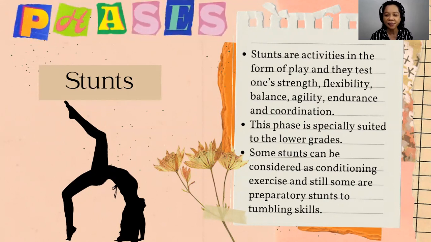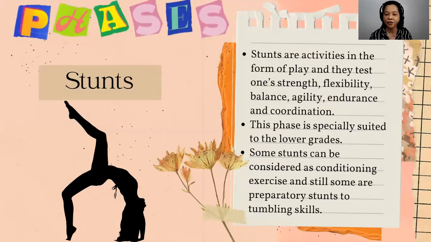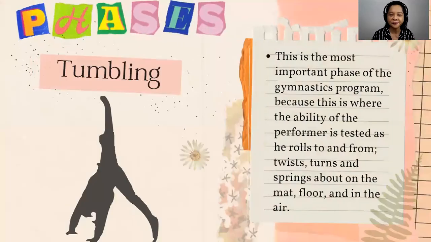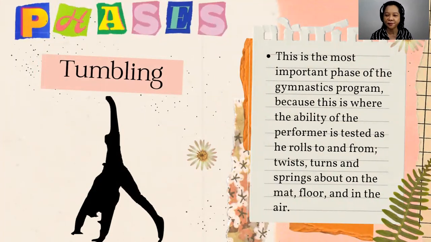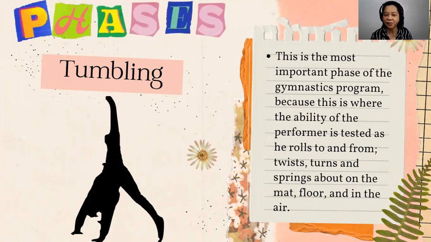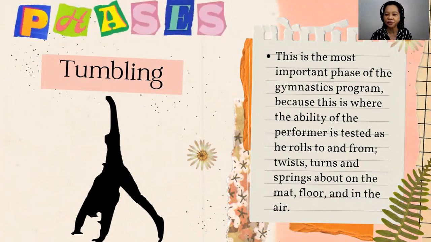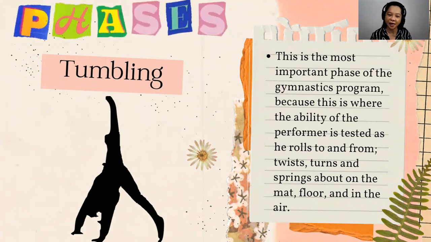So whatever stunts can be done here are also included in the routine, the floor exercise that we call. Okay, next is the tumbling. Tumbling is the most important phase of the gymnastic program because this is where the ability of the performer is tested as he rolls to and from, twists, turns, springs about on the mat, floor, and in the air.